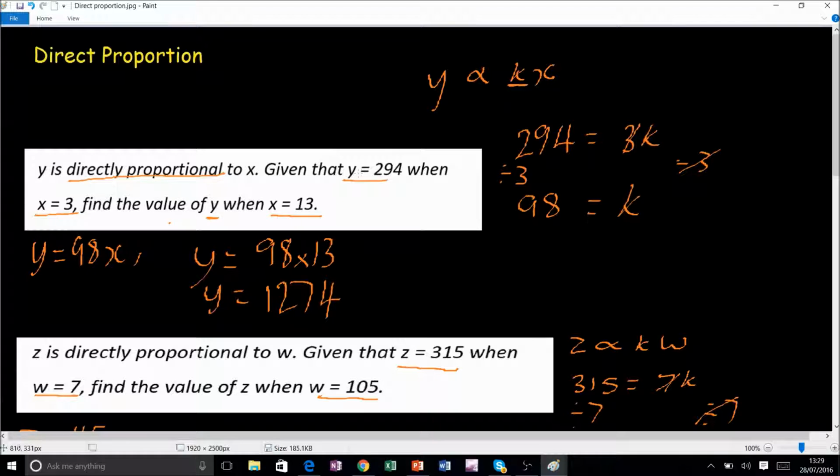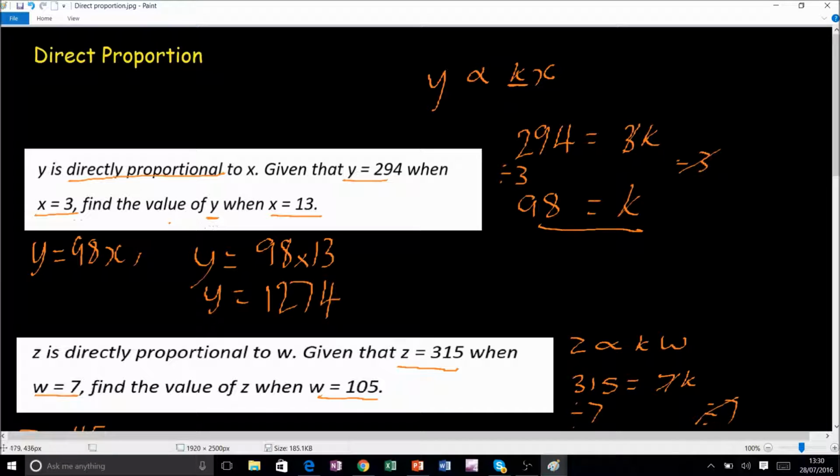So they'll give you the information of the other two variables. In this case, they were talking about y and x. So they'll give you a value for y and a value for x. They'll say that given that y equals 294 when x equals 3, you stop there and use that information to find out what your k value is. So here we did 294 is equal to 3k, and then we just solved for the value of k, and we found that k was equal to 98, and then we put it into our equation. So y is equal to 98x.